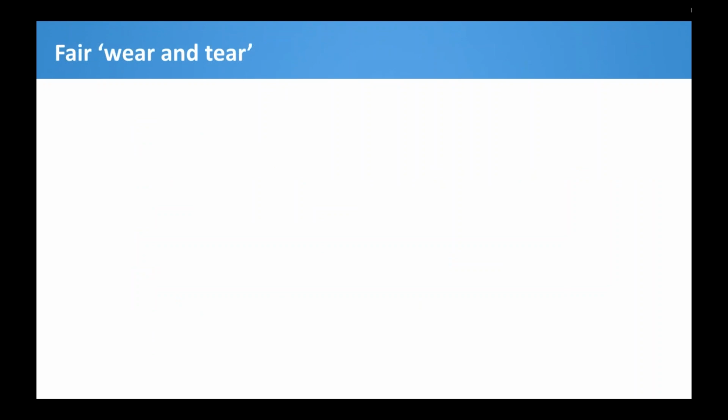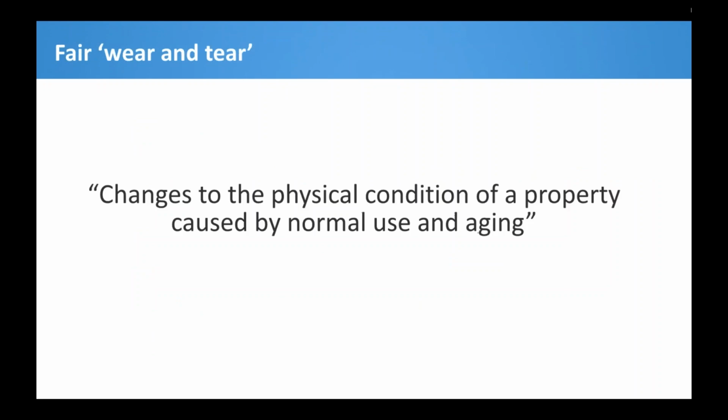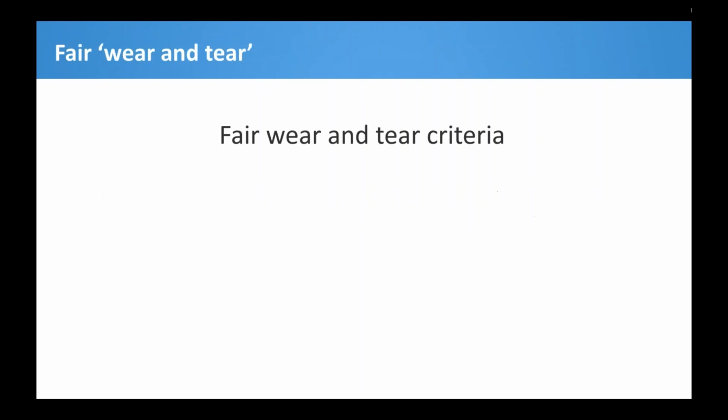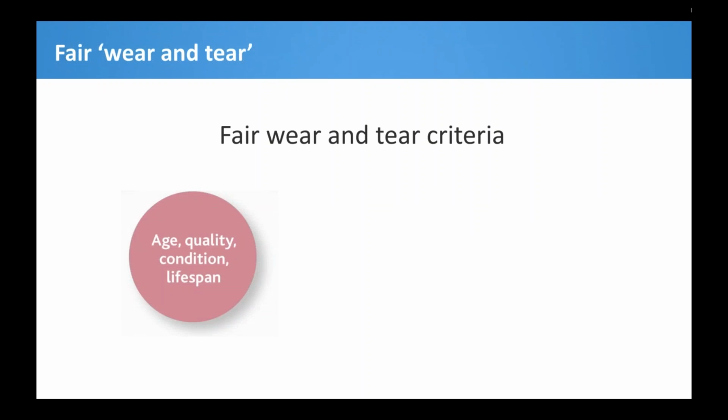So going back to fair wear and tear and what we mean by that, I think it's important to say that this relates to the physical condition of a property and any changes caused by normal use. And it's really important to know this because should your property be returned in a different condition to what it was when it was originally let, if it's seen that it was fair wear and tear, that isn't something you can make a claim on. And there's 3 key bits as to what affects the level of wear and tear.